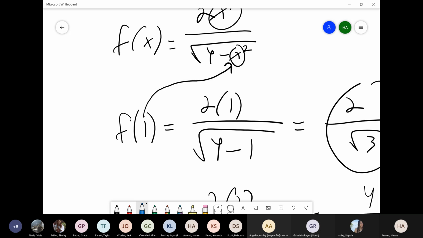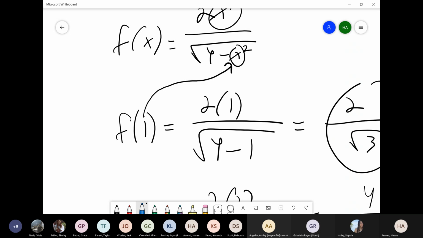Whereas 1, and what was the other one that we did? 0. So 0 and 1 are definitely within the domain of this function. So we do expect to get a number back for those two. Okay? And that's really as simple as it is.